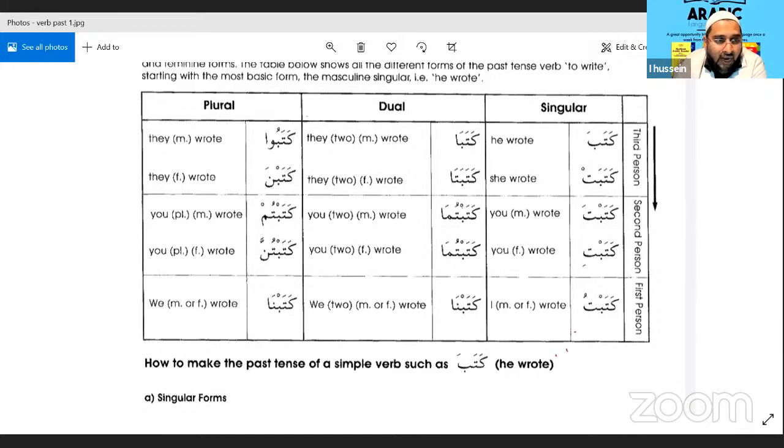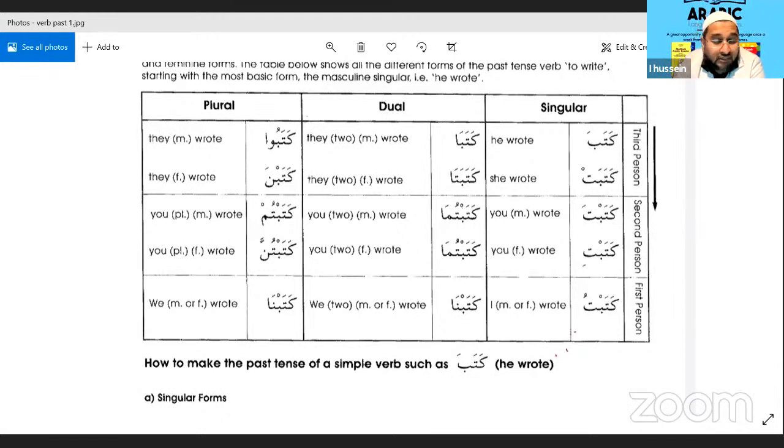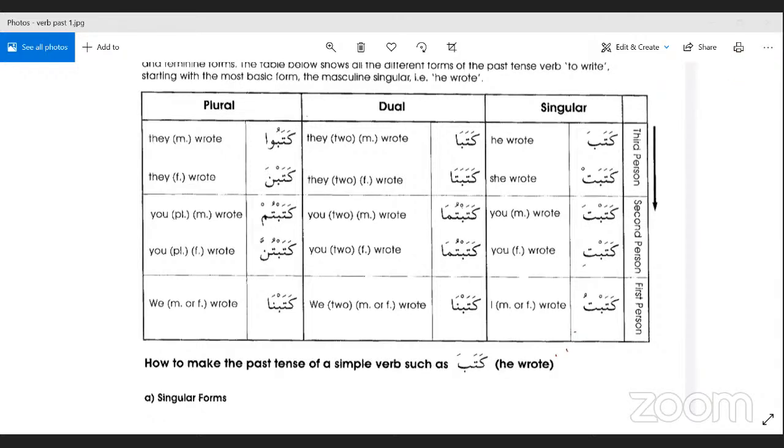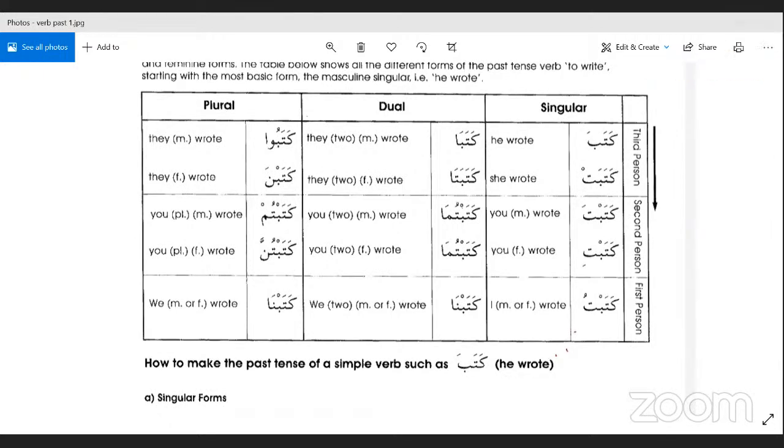Sister Aimma. The verb I'm going to give you is jalasa. You know the word majlis? It comes from the word jalasa, which means he sat. Majlis is the place where we're sitting. Go ahead, Arabic and translation as well.